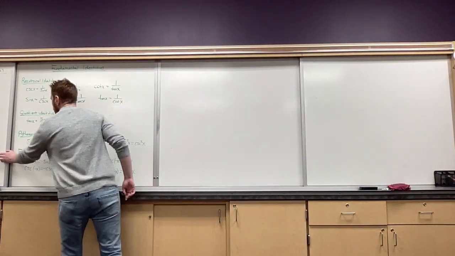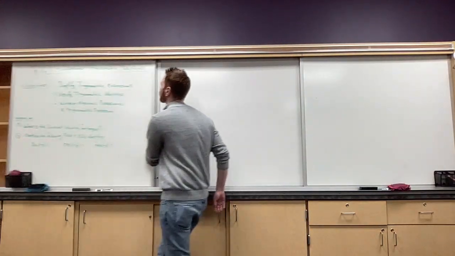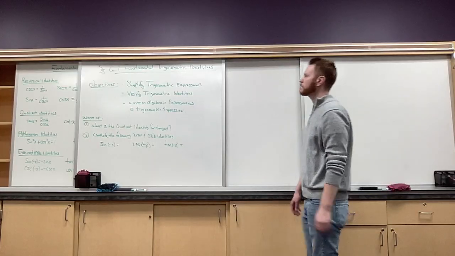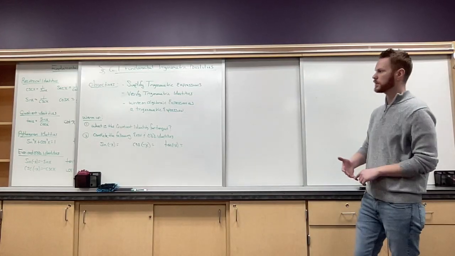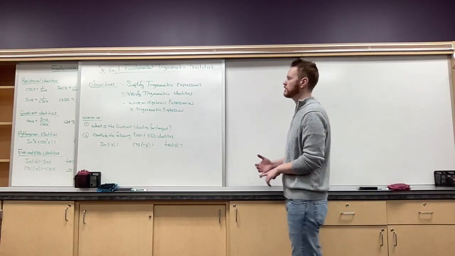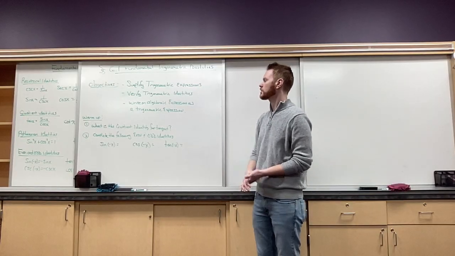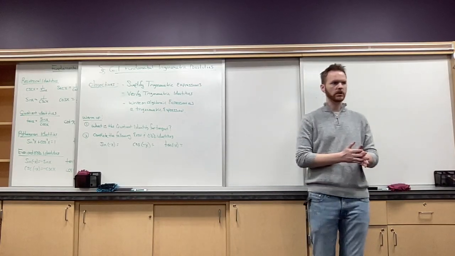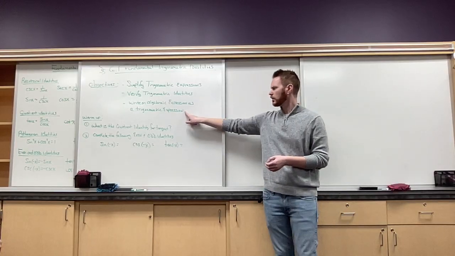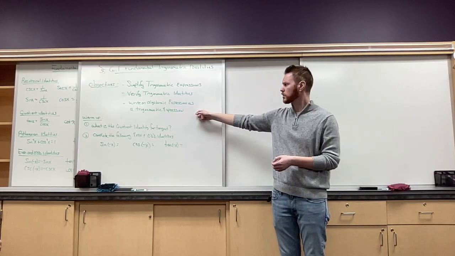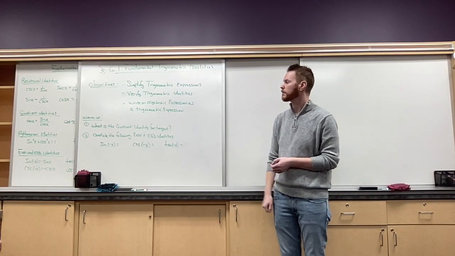Let's get started. 6.1. So we have fundamental trigonometric identities. So our objectives: we're going to simplify trigonometric expressions, verify trig identities, and then write algebraic expressions as a trigonometric expression. Okay, so this is stuff that we do a lot of times in calc. If you guys go on to calc, you'll see some of that stuff as well that pops up.